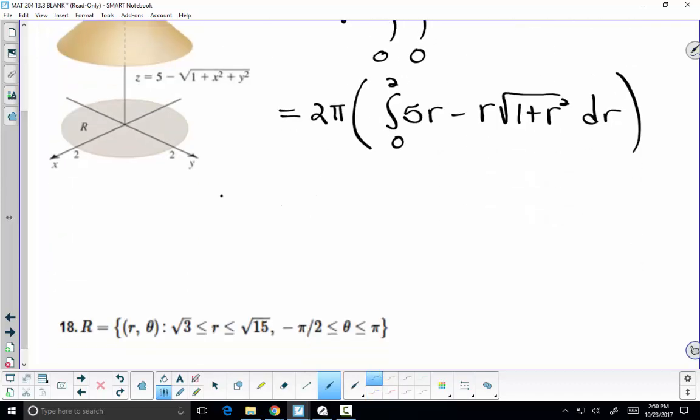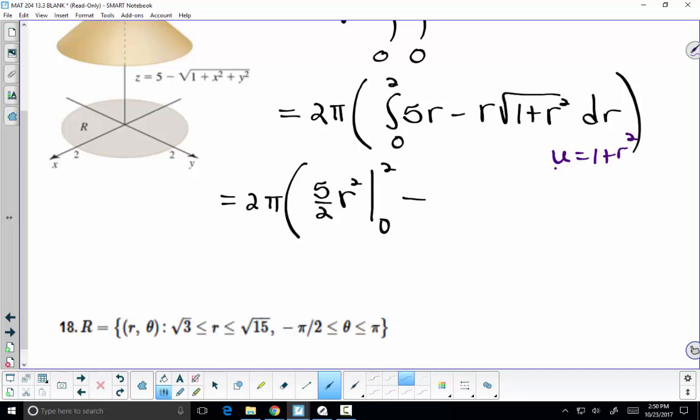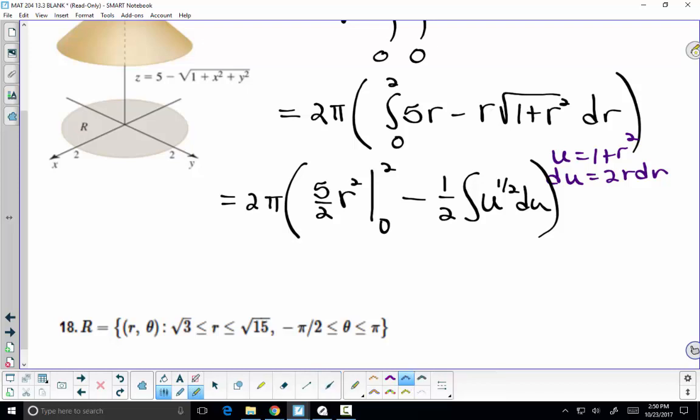So we end up with 2 pi. This one, we get 5 halves r squared, 0 to 2. This one, we're going to let u equal 1 plus r squared. So du will be 2r dr, so we're going to get a du over 2. And those limits will be the limits of u. Let's switch them to u. And I know Sharon and I were talking earlier, and sometimes I usually just go all the way back to the original limits. But let's switch these just for a change.